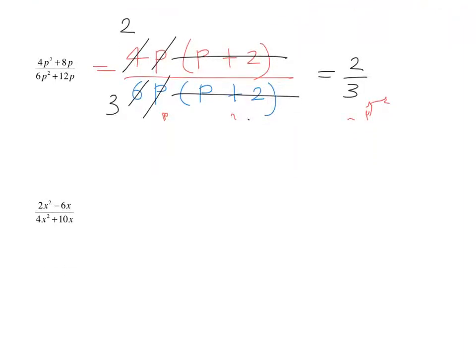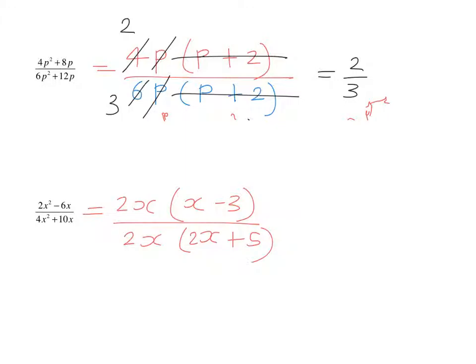Have a go at this next question. Factorise the numerator and the denominator, and then look for the cancellation of any common factors. In the numerator, let's take out a factor of 2x, x minus 3 in brackets. Denominator, again we can take out a factor of 2x, and inside the bracket we've got 2x plus 5 this time. Now we have a common factor of 2x, cancelling with a common factor of 2x, leaving us with x minus 3 over 2x plus 5.